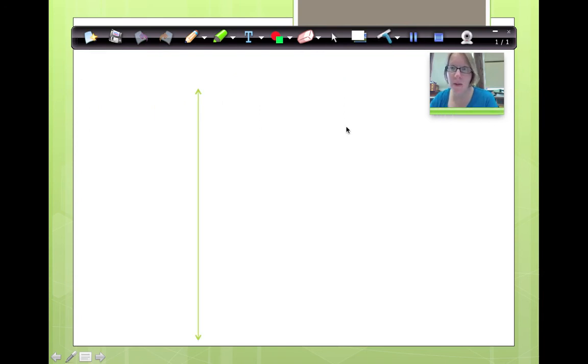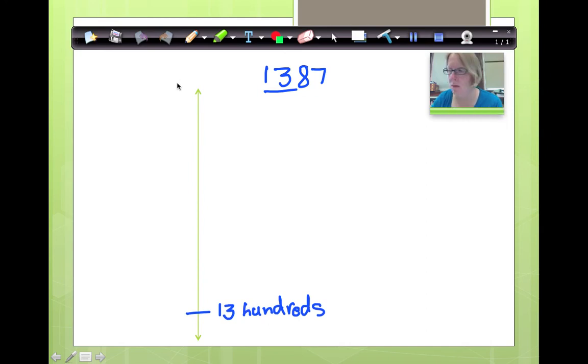Here's our number line. Now, if this is our number, we need to look at the hundred spot. What hundreds do we have? We have 13 hundreds. Okay, so down here, we're going to put 13 hundreds. What is one more hundred than 13? That's going to be 14 hundreds. So move up here, put our 14 hundreds.